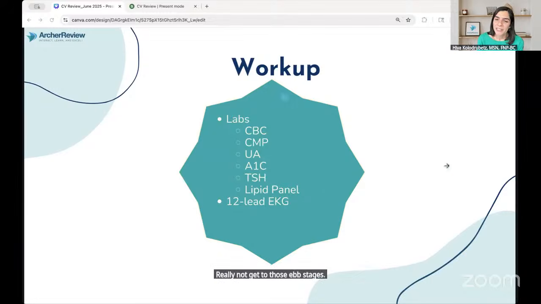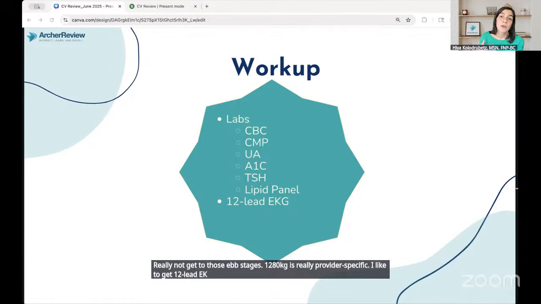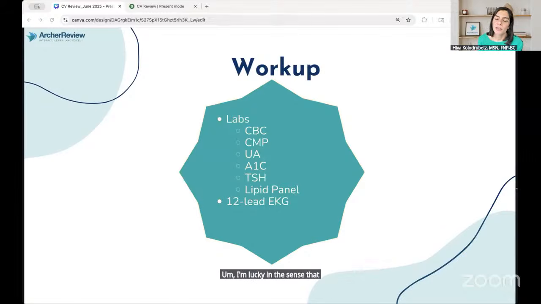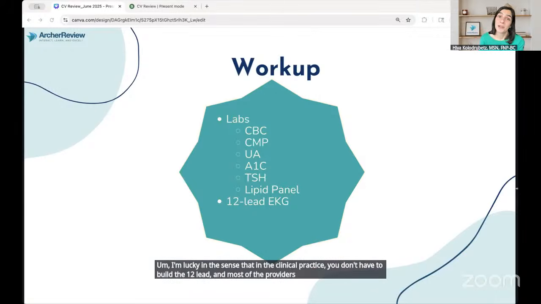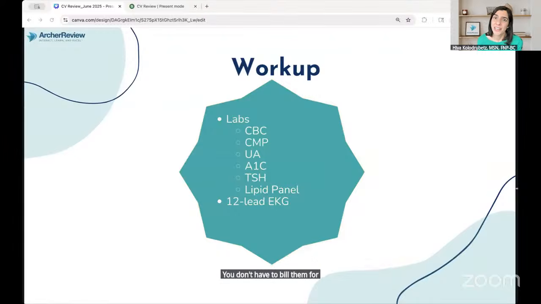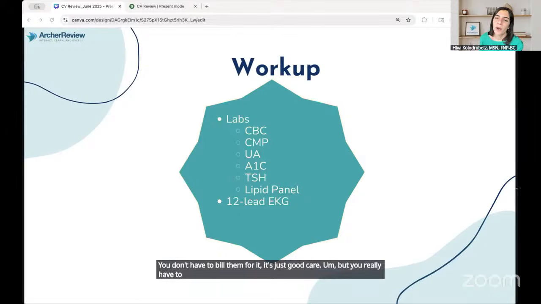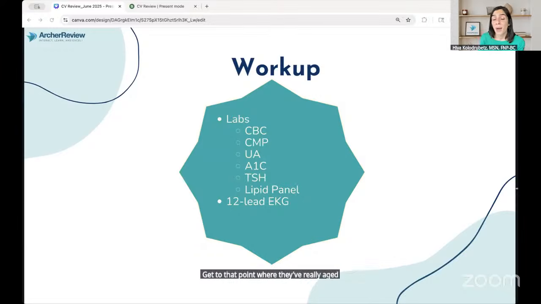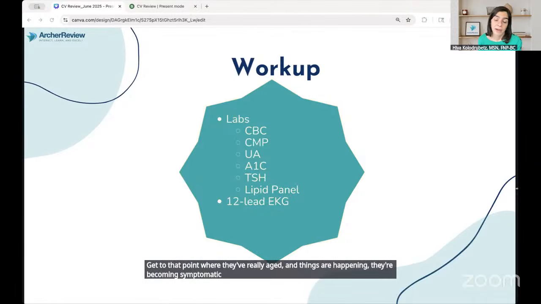A 12 lead EKG is really provider specific. I like to get baseline 12 lead EKGs on my patients. I'm lucky in the sense that in the clinical practice, you don't have to bill for the 12 lead, and most of the providers are like, yes, you definitely want to get the baseline and scan it into the patient's chart. You don't have to bill for it. It's just good care. But you really have to figure out what you can do in your clinical setting. But baseline 12 lead EKGs are nice to have because once patients get to that point where they've really aged and things are happening, they're becoming symptomatic, you have something to compare it to.